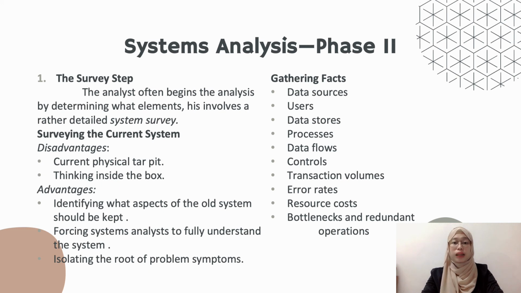And finally, bottlenecks and redundant operations. The analyst should identify bottlenecks in data flow. During peak loads, these might cause delays and processing mistakes. Duplicate processes such as approvals or sign-offs can also cause delays. A system designer can avoid repeating errors by identifying trouble areas during a survey phase.